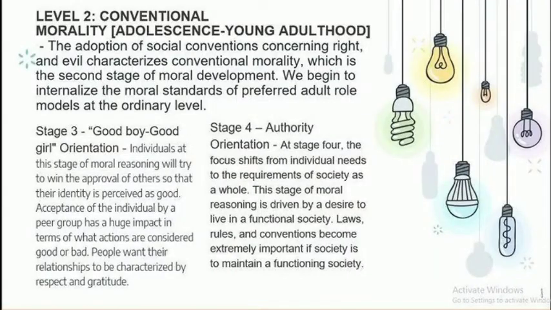So level 2 of moral development is the conventional morality, adolescence and young adulthood. The adoption of social conventions concerning right and wrong characterizes conventional morality, which is the second level of moral development. We begin to internalize the moral standards of preferred adult role models at this level. This level of moral reasoning is typical of adolescents and adults.